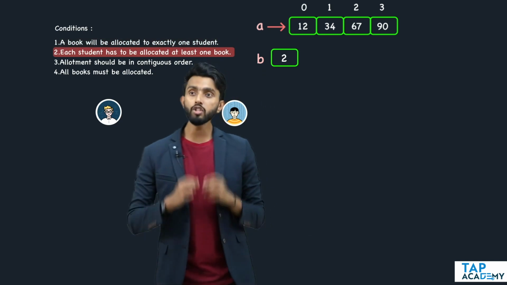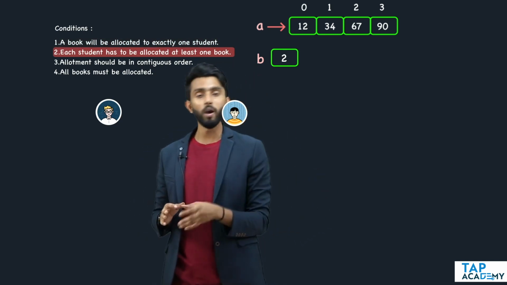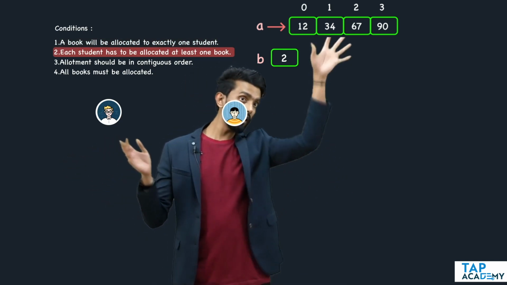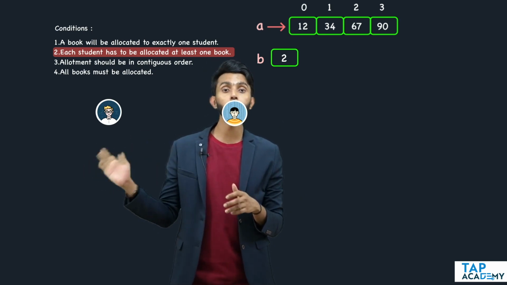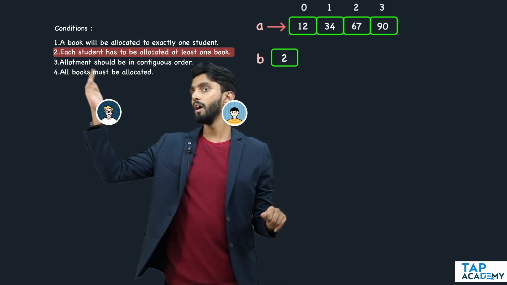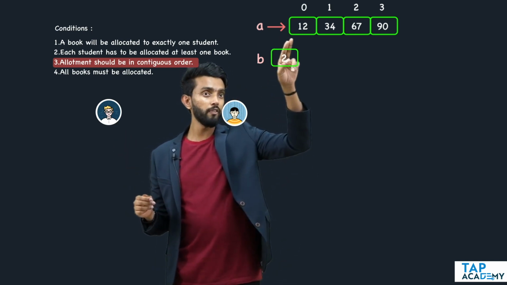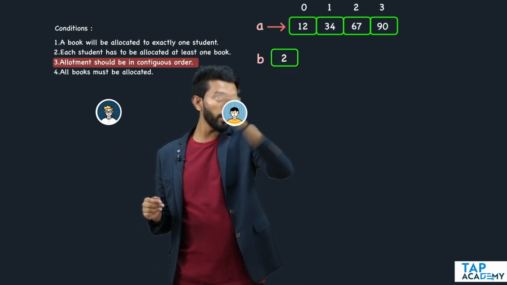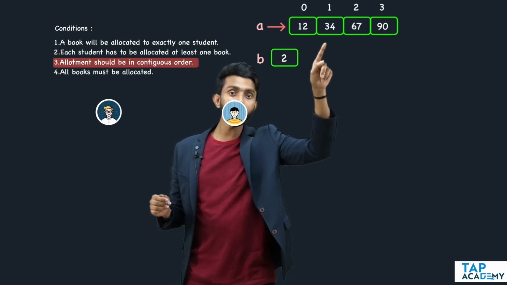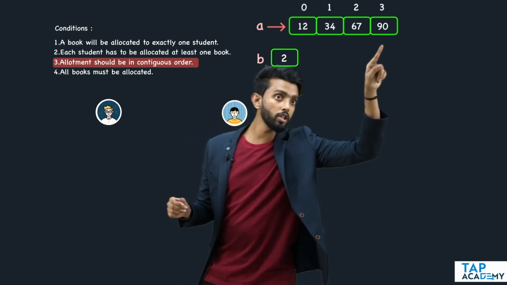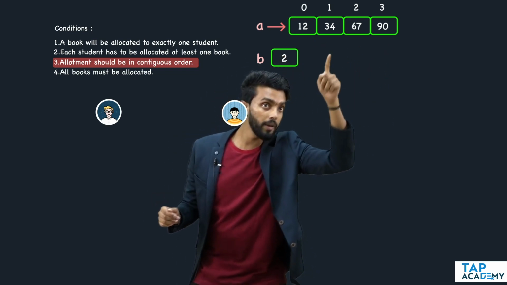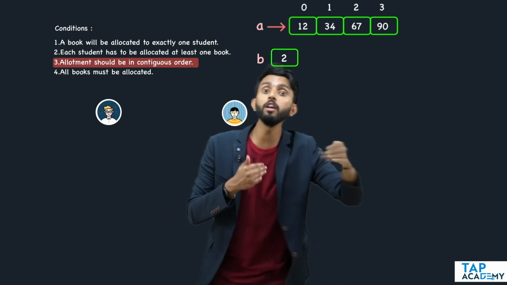Each student has to be allocated at least 1 book, which means if there are 2 students, you can't allocate all books to one person and leave the other person empty. Such a thing is not possible. Allotment should be in contiguous order. Contiguous order means I should first allocate the first book, then the second book, then the third book, then the fourth book. So it should happen one after the other in a contiguous manner.